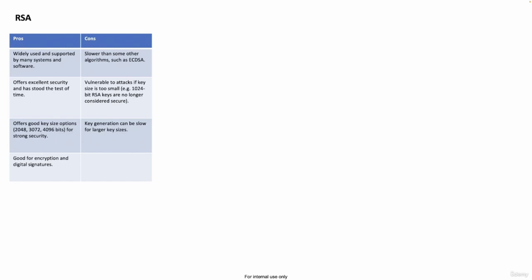So I thought, why not come up with a slide which actually shows you each algorithm and talks about the pros and cons of each algorithm. So let's take a look. So the very first algorithm that we learned was the RSA algorithm, right? With RSA, the main pros are it's widely used and supported by many systems and software. I think you might remember I told you that RSA is the oldest and the most widely used algorithm in cryptography, right?